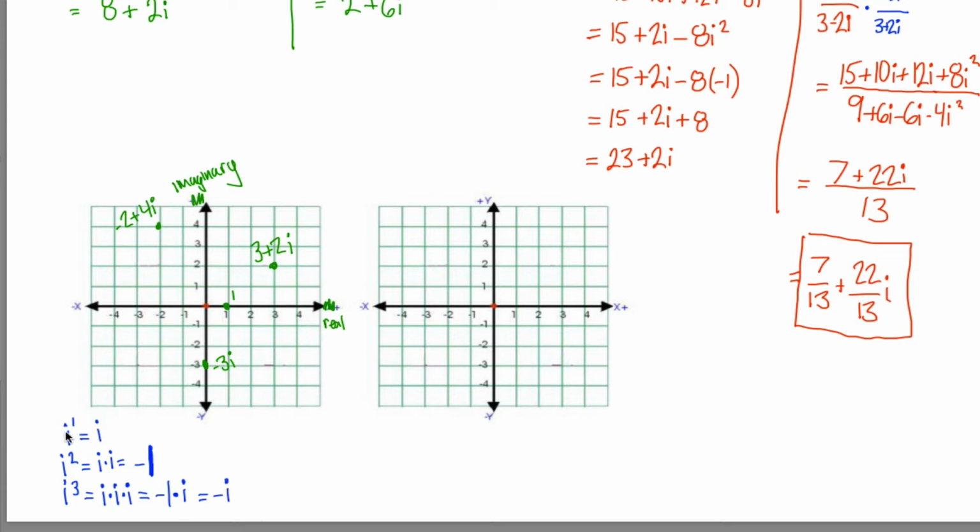So look at what's happening here. i to the first power is i, i to the second power is negative 1, i to the third power is negative i. What pattern is going on here? Well, you can see the pattern when you go to the next step, i to the fourth power. i to the fourth power would be i times i times i times i.